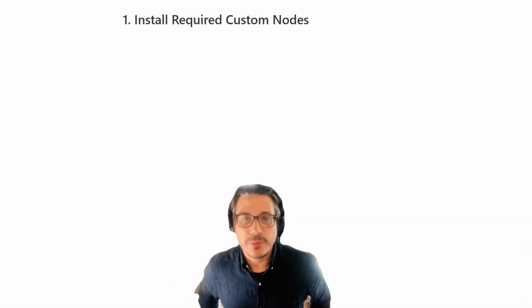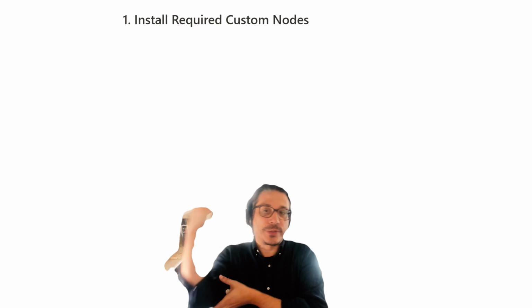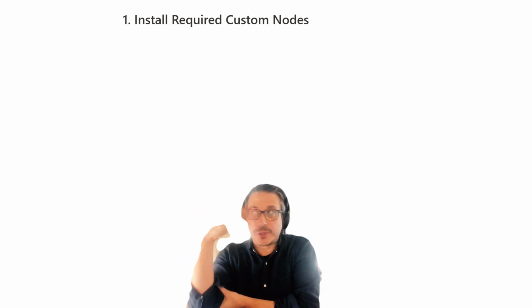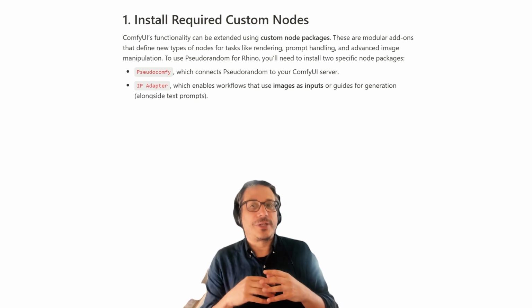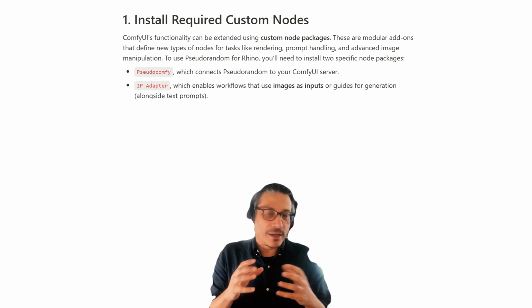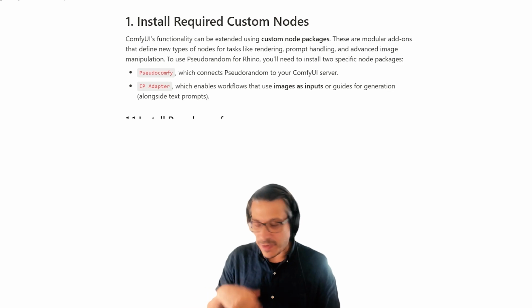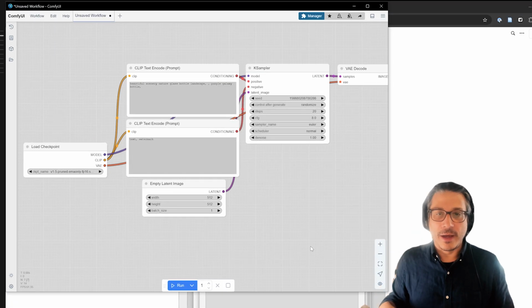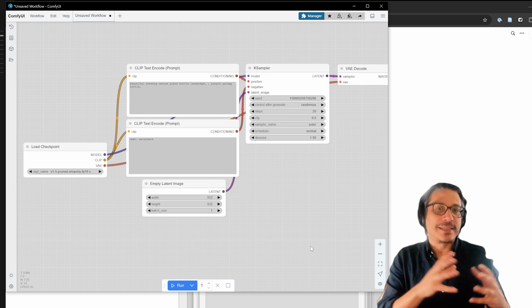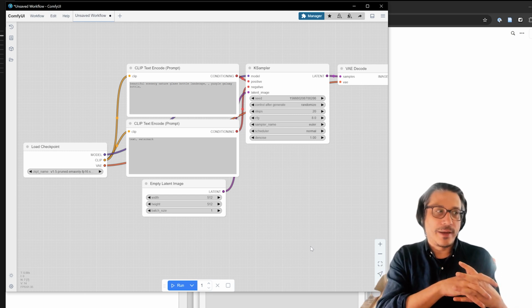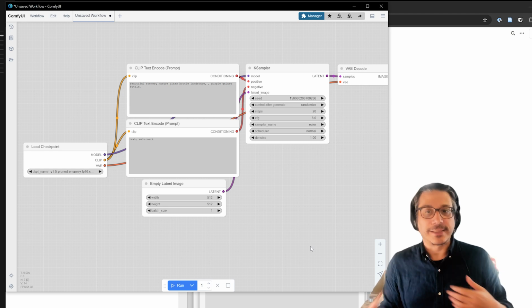All right, let's get started with part one, in which we're going to install some required custom nodes or node packages. So what is a node package? A node package in ComfyUI is kind of an add-on that defines new node types for particular tasks or otherwise extends the functionality of ComfyUI. So it's like a plugin for ComfyUI. These are maintained not by ComfyUI developers themselves, but by other kinds of contributors such as us.